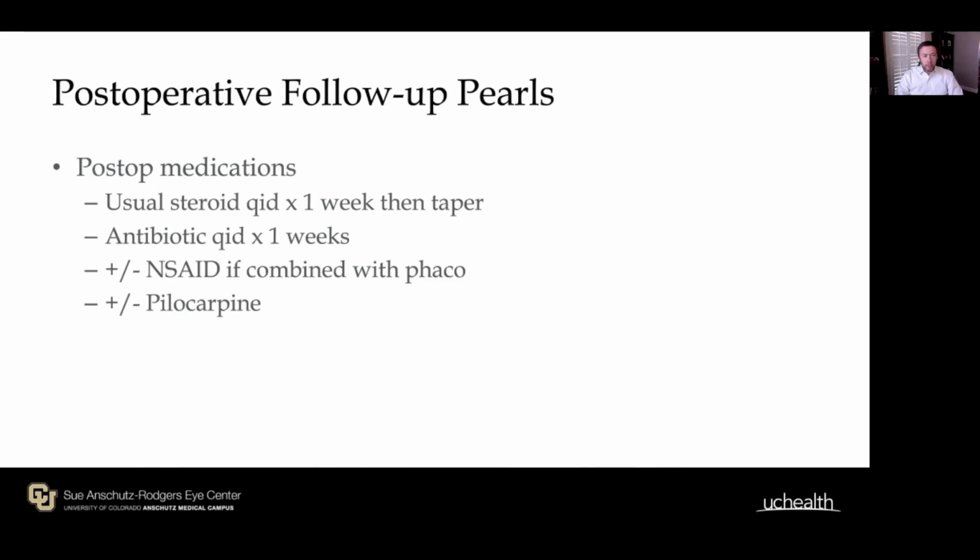Postoperatively, I usually treat these patients very similar to a postoperative cataract case with 4 weeks of a steroid taper, a week of antibiotics. If they're combined with cataract surgery, I'll add NSAID, and depending on surgeon preference, pilocarpine may be added as well postoperatively.